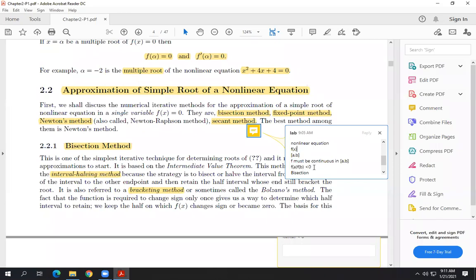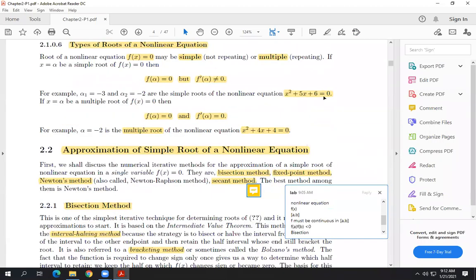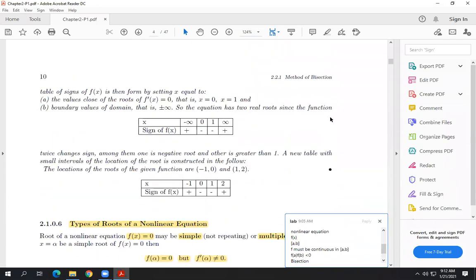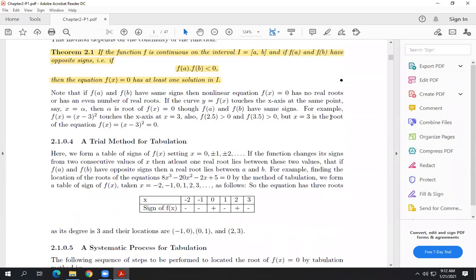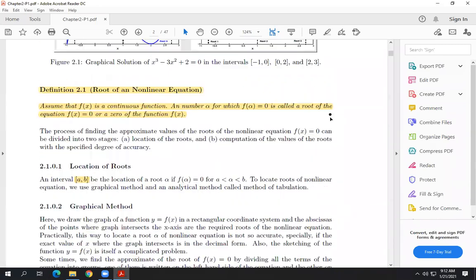When we know the location alpha is inside, now we are ready to find its approximation with the help of different rules. And we are using the first rule, which we call the bisection method. A very, very simple method, as I told you. And what is the bisection method here? I told you how many approximations are needed for this method?